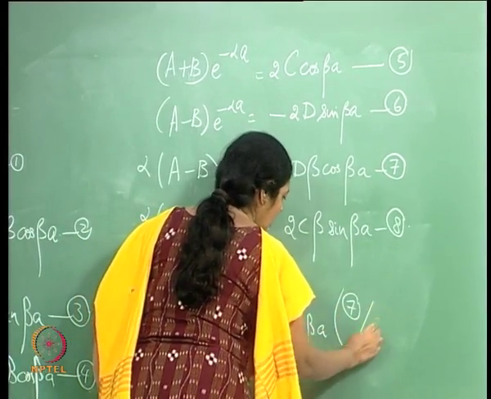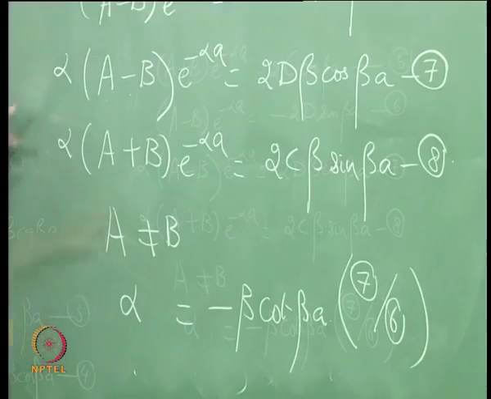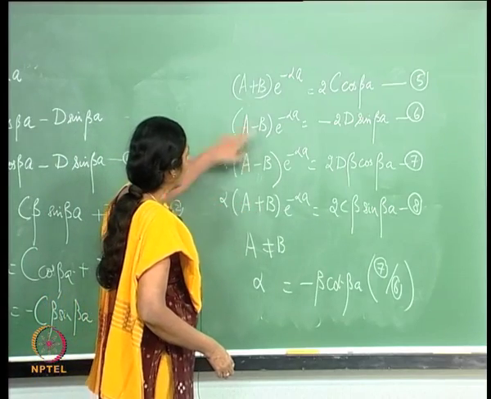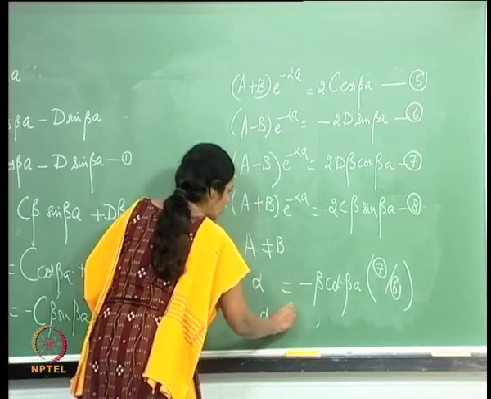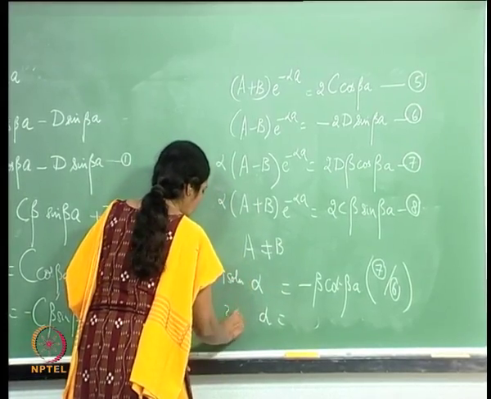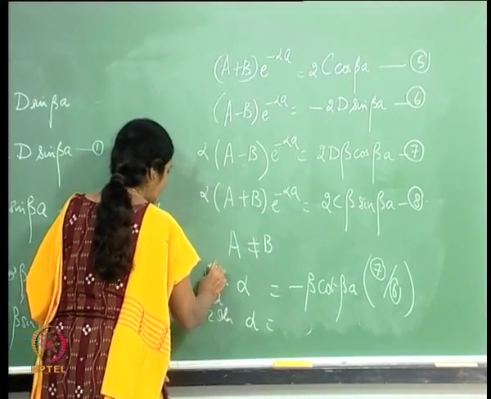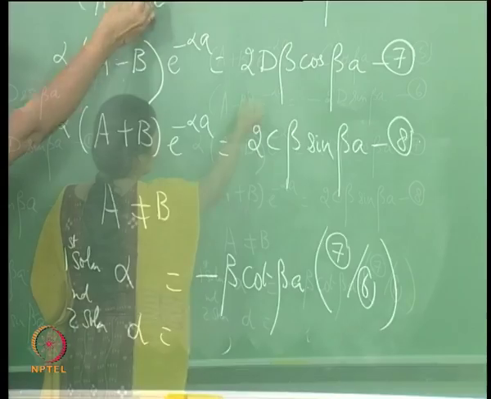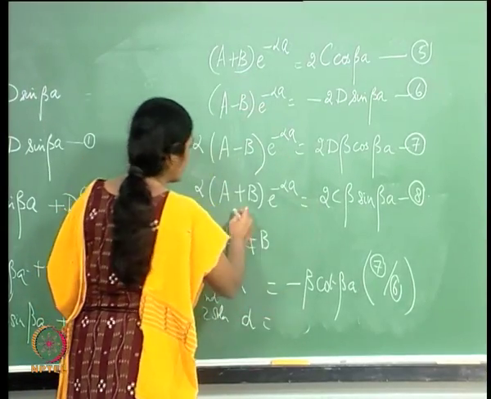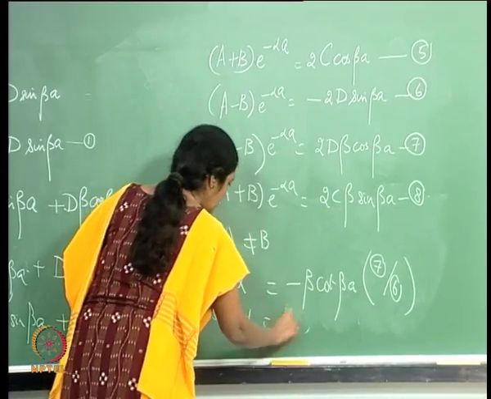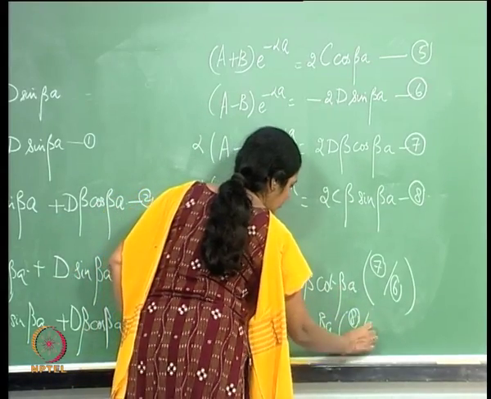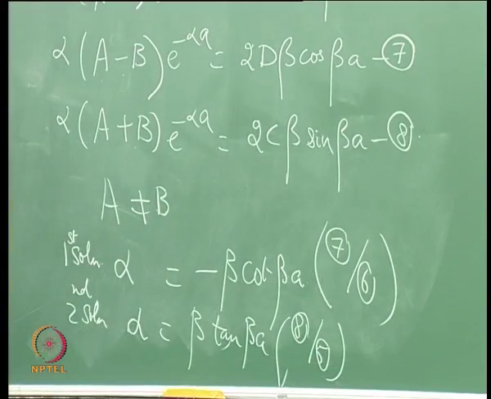So equation 7 divided by equation 6 gave me this. The other solution came because I divided equation 8 by equation 5. The second solution for alpha is got by dividing equation 8 by equation 5, and that simply tells me that alpha is equal to beta tan beta A. Both solutions are there. We need to proceed and see what these solutions give us.